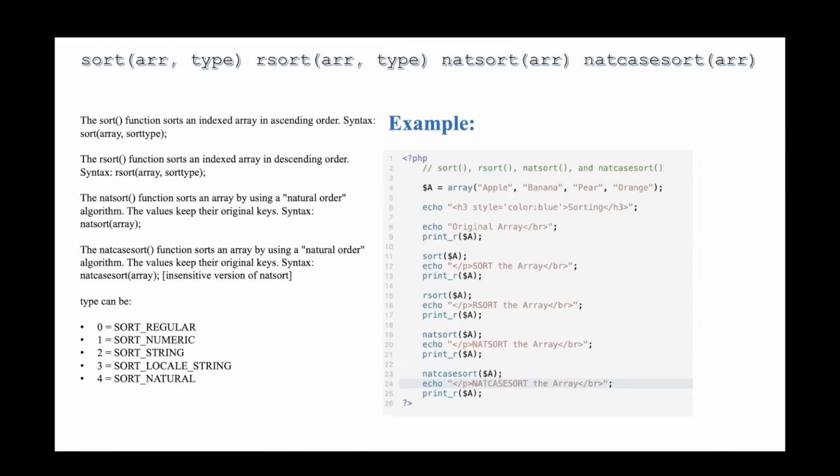Sort, rsort, natsort, and natcasesort, all of these functions will sort the array. The sort will sort an indexed array in ascending order. The rsort is in descending order. The natsort is by using a natural order algorithm, and the natcasesort does the same, but it is case insensitive and keeps the original keys. The sort type can be numeric, string, regular, locale, and natural.